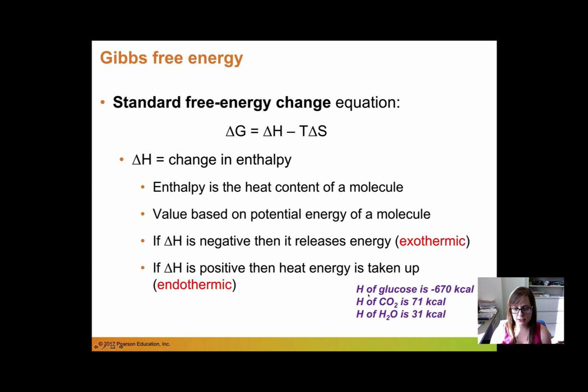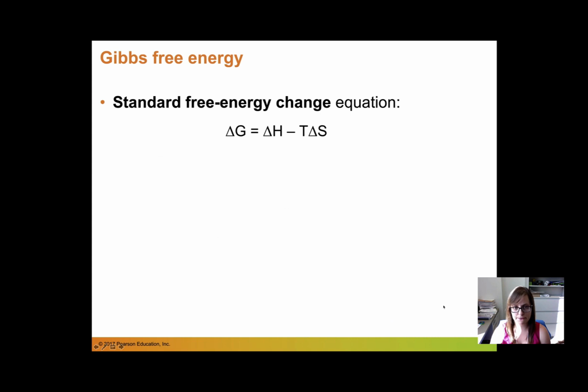For example, delta H of glucose, when we talked about carbohydrates, we talked about how glucose has a lot of potential energy. It has a very negative value for enthalpy. So it's negative 670 kcals. Carbon dioxide and water, which have less potential energy, like we talked about when we talked about carbohydrates, have positive values for their enthalpy. Okay, so this is just an example.